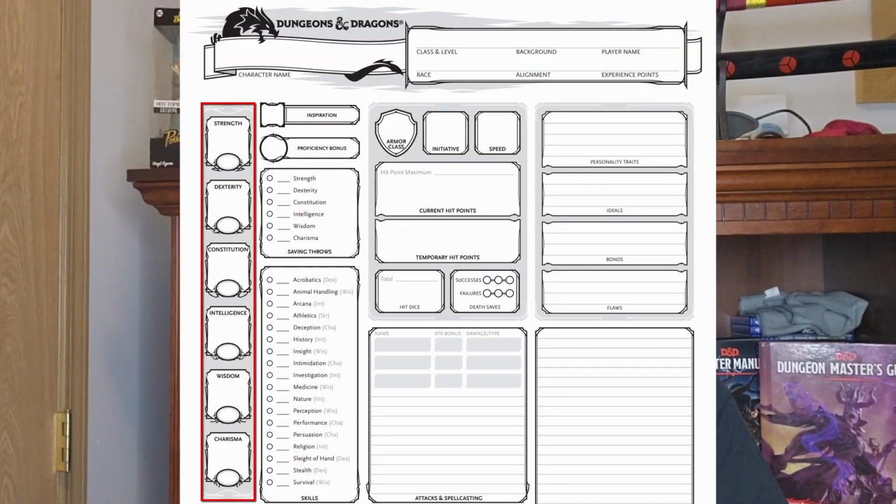So there are 6 ability scores. There's strength, dexterity, constitution, intelligence, wisdom, and charisma. Let's start off with teaching you how to calculate your ability score modifier. Let's start off with saying all of your ability scores are 10. That means your modifier is plus 0.